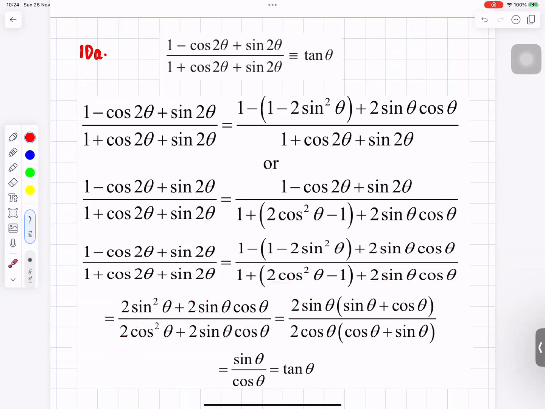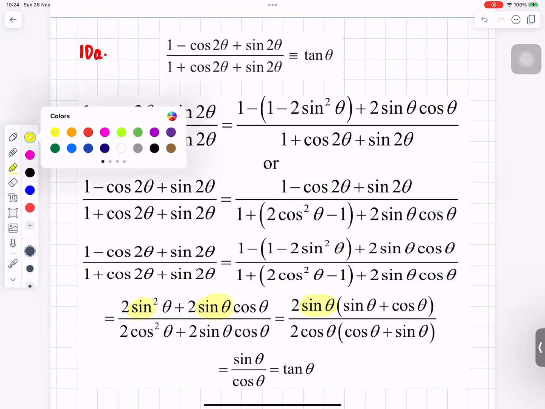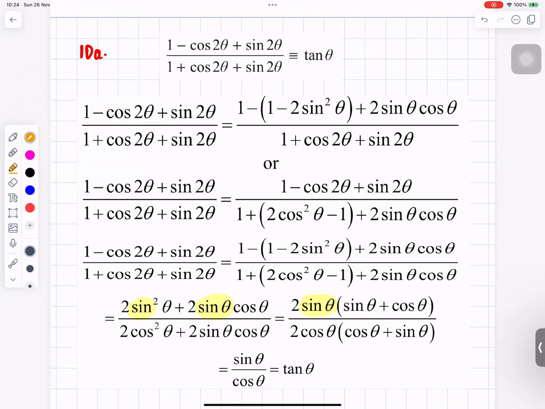You can factorize out, for this top part, sine theta out. And for the bottom part, you can factorize cos theta out because there's cos theta there. And then what you find is this will cancel with that, 2 will cancel with that. You end up with sine over cos, which is tangent.